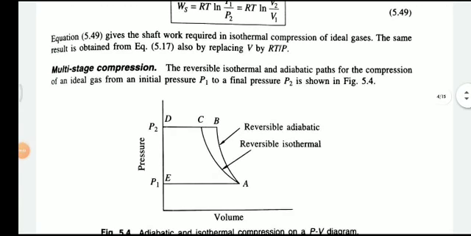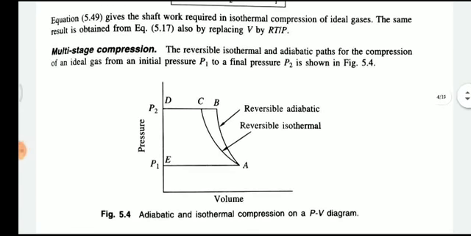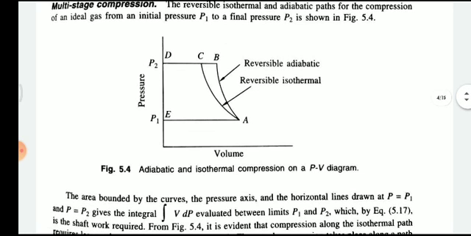The next is multi-stage compression. The reversible isothermal and adiabatic paths of compression of an ideal gas from initial pressure P1 to final pressure P2 are shown in figure 5.4, adiabatic and isothermal compression on the PV diagram. P1, P2 and the various points are given: A, B, C, D and E. A to B is a reversible adiabatic compression, and A to C is the reversible isothermal.